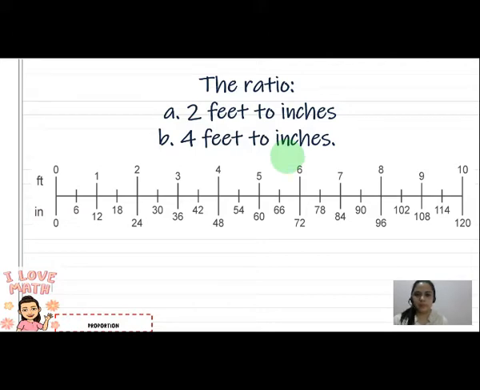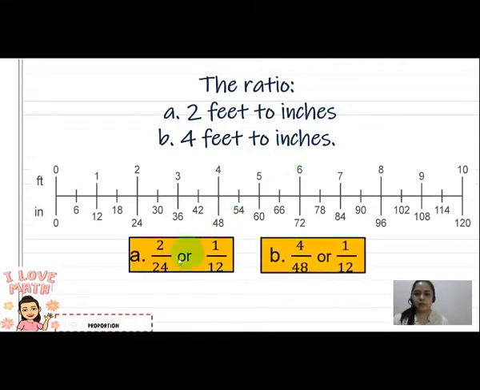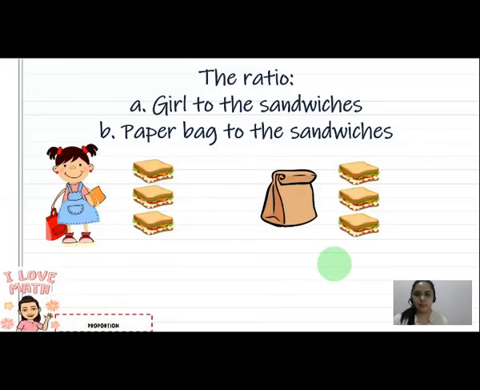So the answers are, for letter A, we have 2 over 24 or 1 over 12. And B, we have 4 over 48 or 1 over 12. Let's have the next example. Next given: you're going to give the ratio of A, girl to the sandwiches, and B, paper bag to the sandwiches. Again, you may pause this video to write your answer in your notebook.